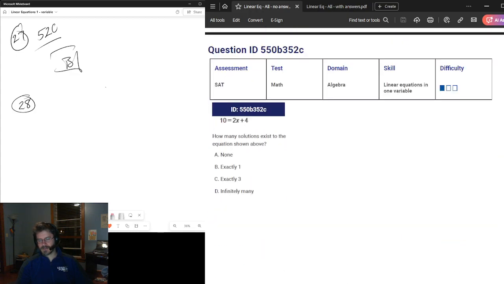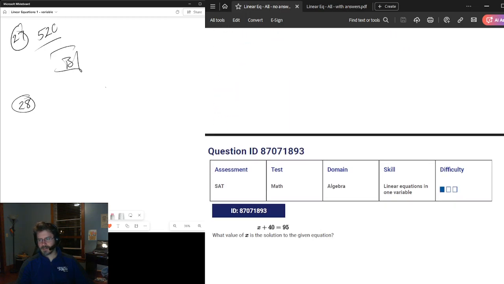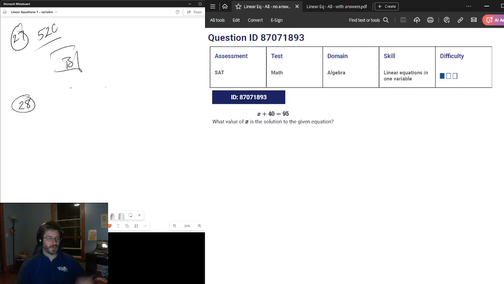So 2x plus 4 equals 10. There's one number that will make that true. I don't know what that number is. I don't care what that number is. I know that there is one of them. What value is that? X is the solution, so you just subtract the 4 and you get x equals 5.